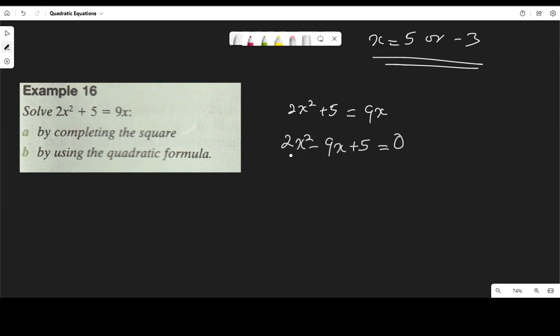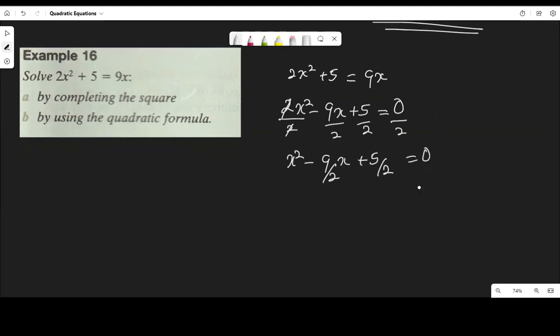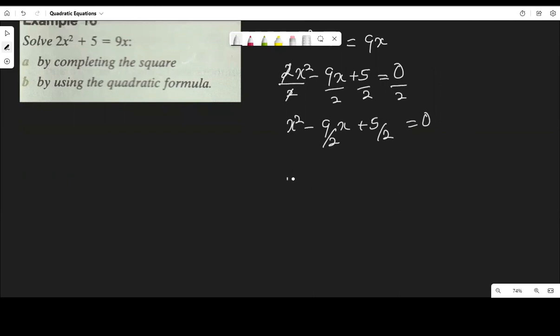And to make it 1, we will divide through by 2, so that I can eliminate that 2 there. 2, 2. So this 2 will be done. S squared minus 9 over 2x plus 5 over 2 equal to 0. Let me move this constant term to my right hand side so that s squared minus 9 over 2x is equal to minus 5 over 2.